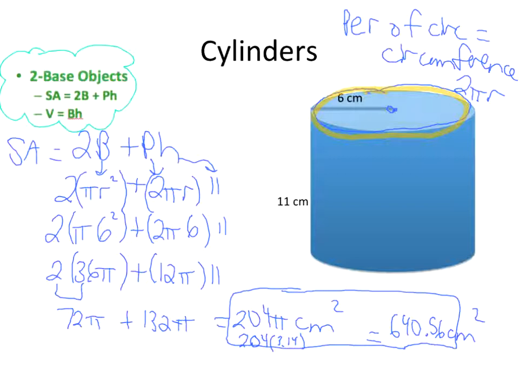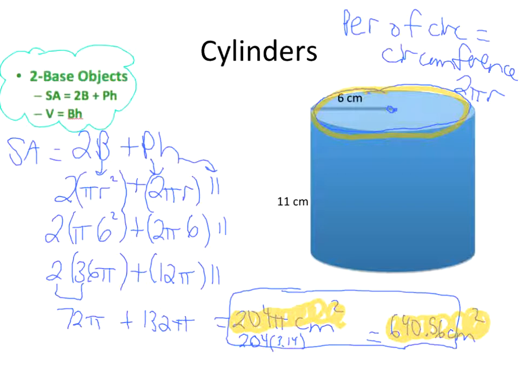The first answer will have pi left in it. The second answer does not have pi left in it. They would only give you one of the two options. They would never have both on there because they are the exact same answer. I'm just making sure that you guys know 204 pi is the same as 640.56. Please know those are the exact same. All they did was they took pi and they substituted 3.14 and multiplied it out. So that's surface area.